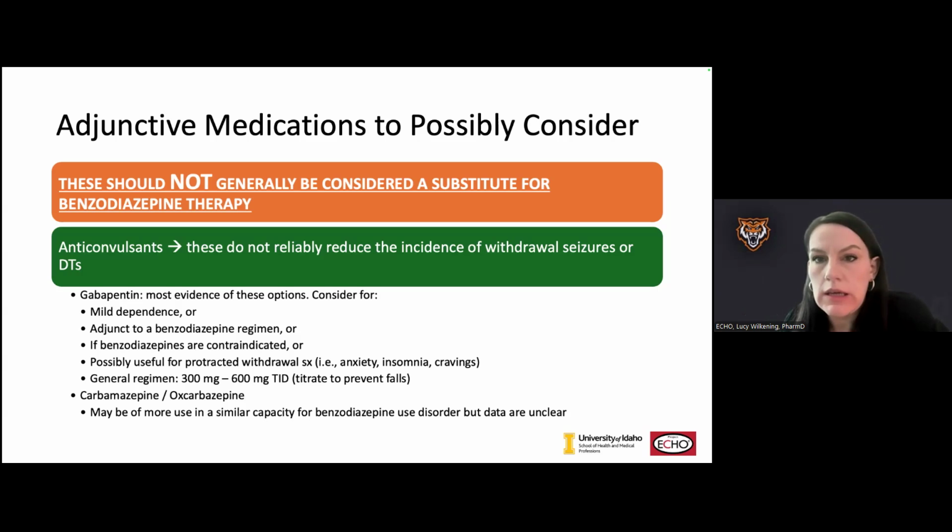You'll also see questions about carbamazepine or oxcarbazepine. And I'm going to just say, I'll leave it at, the data on this are really not that clear. There might be some role for carbamazepine, particularly for people who have benzodiazepine use disorder. But again, I don't think I have enough data here to say that you should be consistently using these as an integral component of alcohol withdrawal treatment.